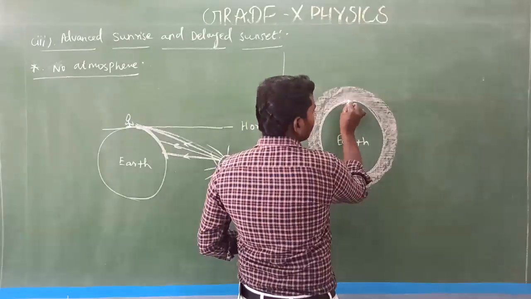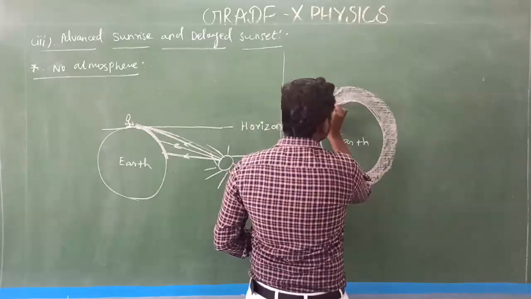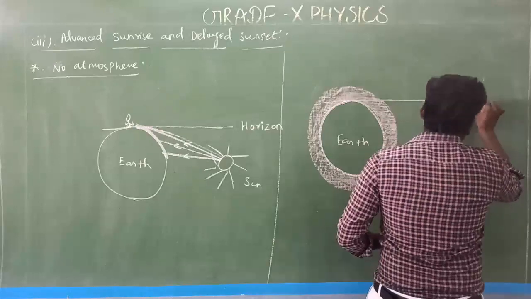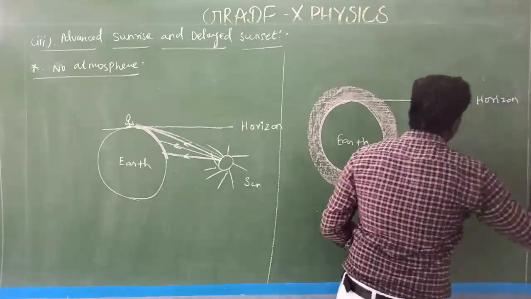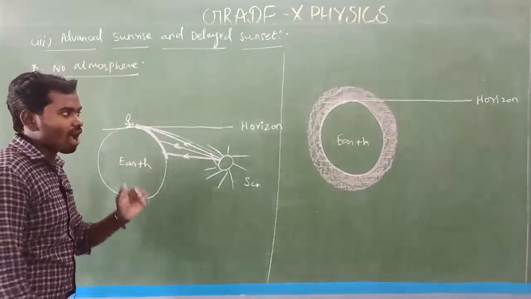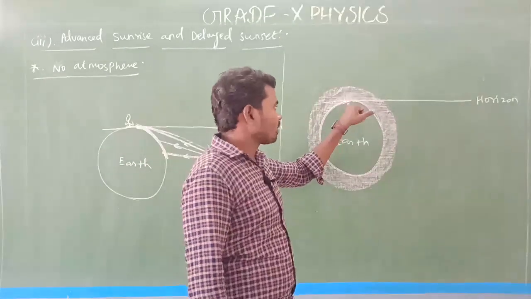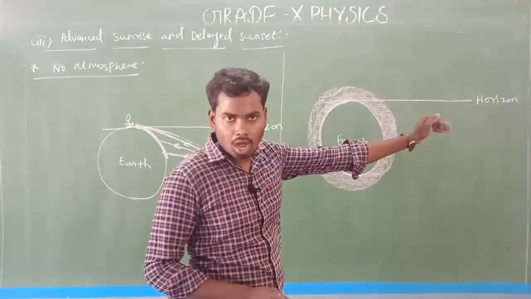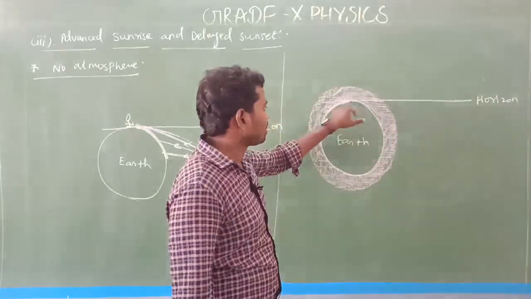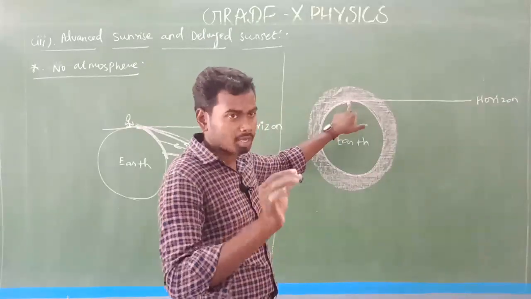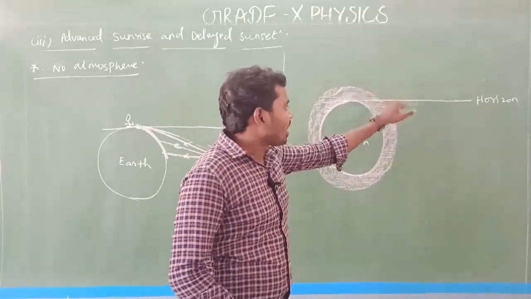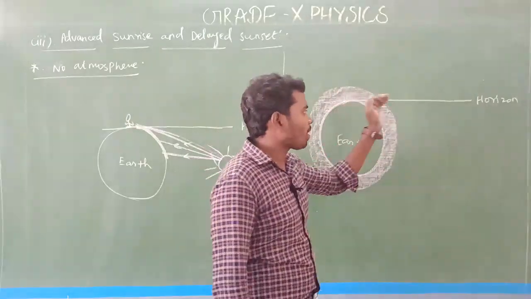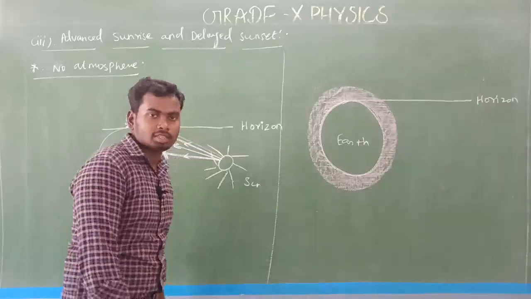This is the surface of the Earth. Draw a tangent to the surface of the Earth. That point is called horizon. Horizon is where the surface of the Earth and the sky meet at a point. So this is the Earth surface, not atmosphere. Earth surface and sky is here, which means the surrounding atmosphere is here. When the two meet at a point, that is called horizon. Is it clear?